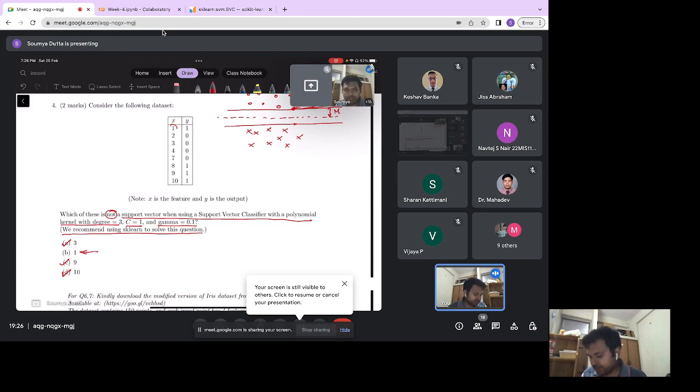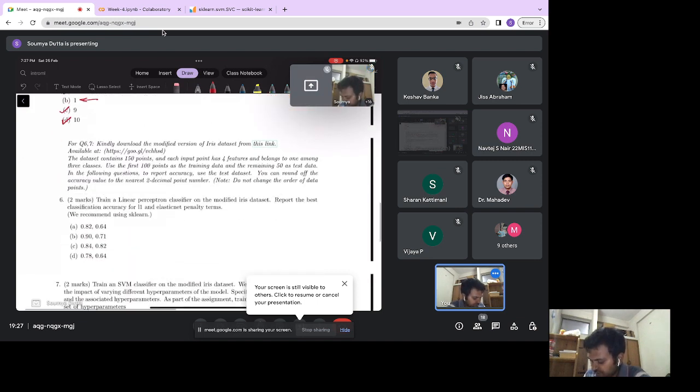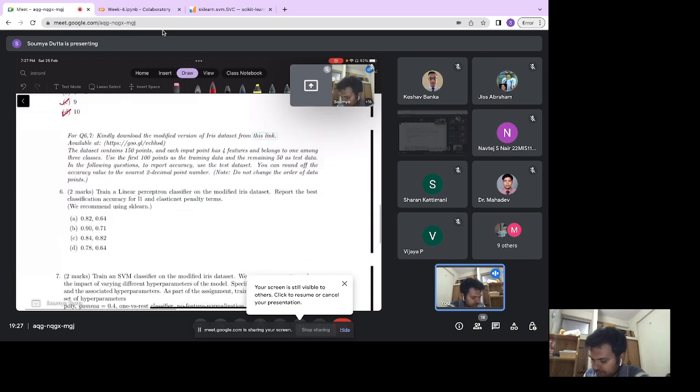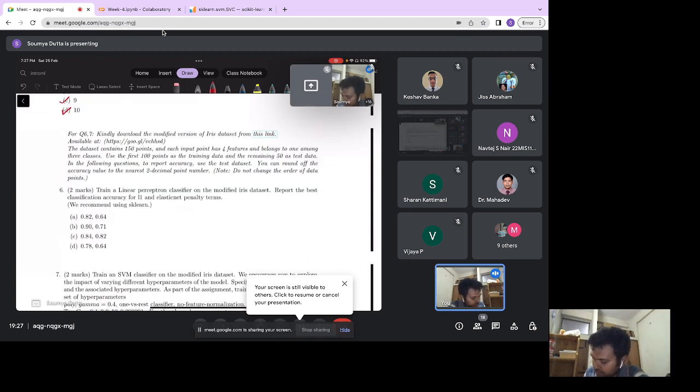So yeah, finding the support vectors is something which you can't really do just by looking at the data set, because it will be very difficult, because these polynomial kernels and all those things are there. So it's best to just go to sklearn, do whatever the question has asked, and find out what the support vectors are. Okay.